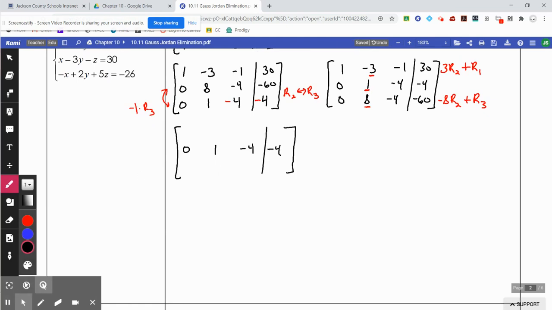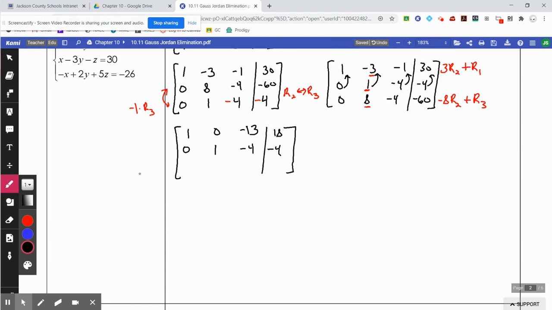We're doing 3 times row 2 and adding it to row 1. So 0 and 1, which is 1. 3 and negative 3, which is 0. Negative 12 and negative 1, which is negative 13. And negative 12 and 30, which is 18.